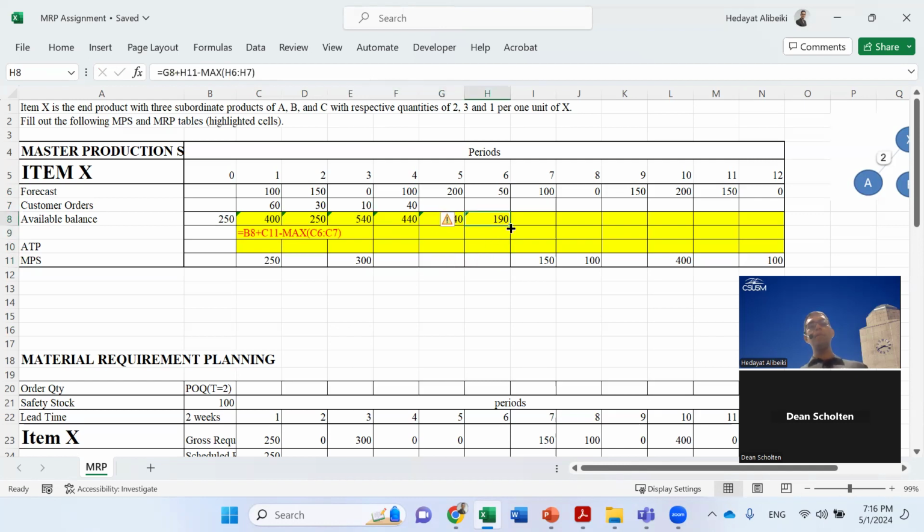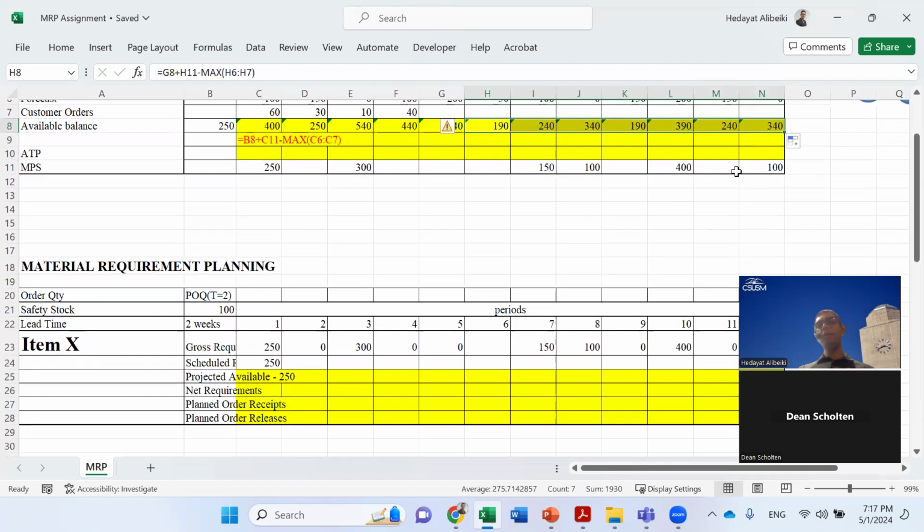190, and then next one, 190 plus 150, 340 minus 100, 240, 240 plus 100, 340 minus nothing, 340. 340 minus 150, 190. 190 plus 400, 590 is the total supply, minus 200, 390. 390 minus 150, 240. 240 plus 100, 340.